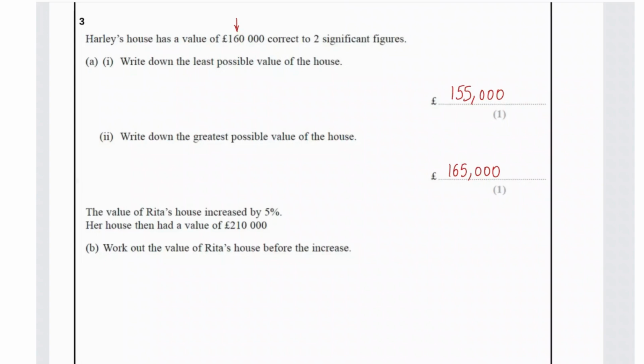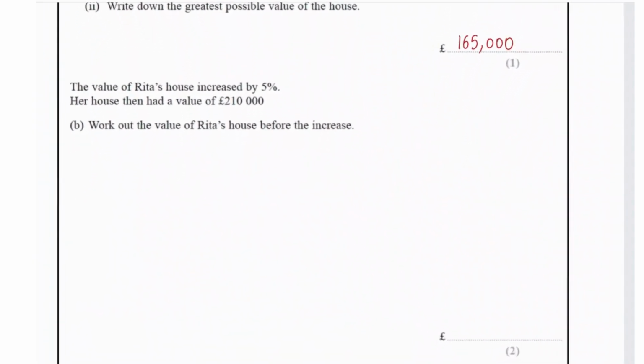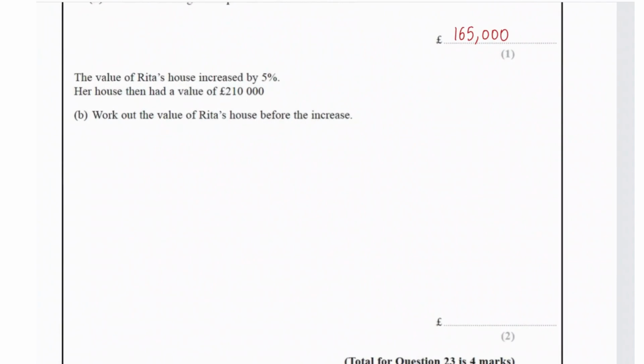Part B, the value of Rita's house increased by 5%. Her house then had a value of 210,000. So if it's increased by 5%, it's gone from 100 to 105% of its value. So it's 105% that is equal to 210,000. We always want to get back to 100% on these questions.